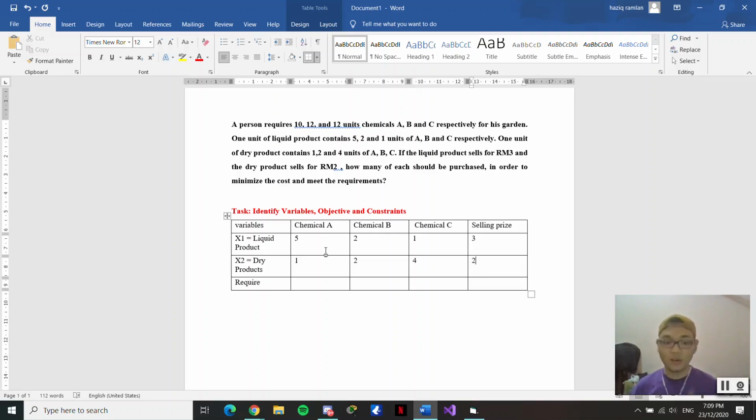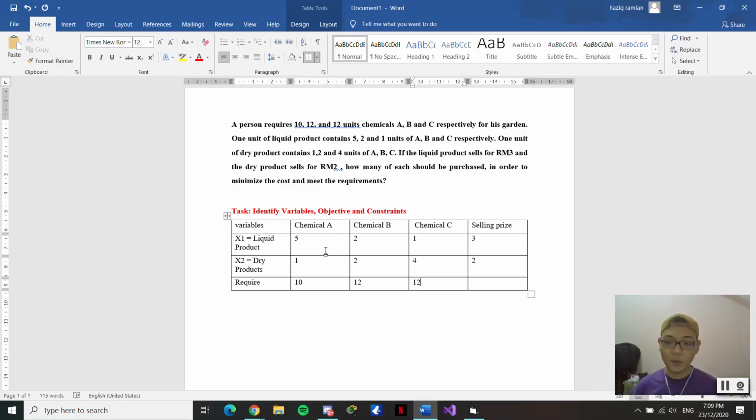All right, so what is the requirement? A person requires 10, 12, and 12 units. So the first sentence already said that. So what do we require? For chemical A it is 10, the requirement for chemical B is 12, and chemical C is also 12. Selling price we don't have, so we're just going to leave it at that.